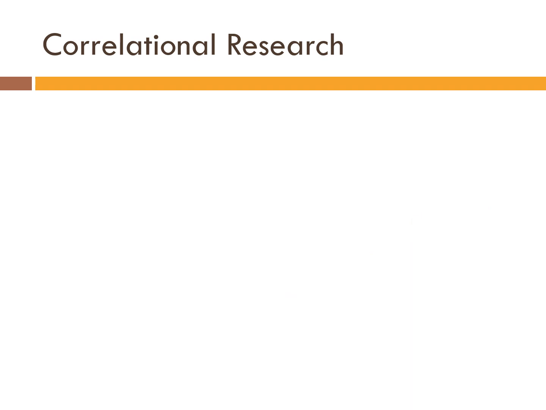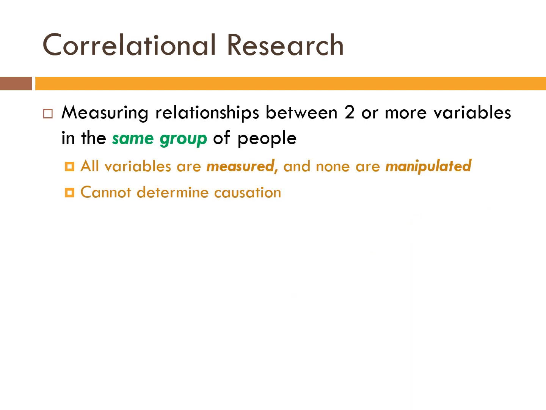So let's start by describing what we mean by correlational research. And that is when we measure relationships between 2 or more variables that are within the same group of people. So the same individuals are scoring on one variable and the other, and how are those 2 scores related to each other? These variables are measured, but they are not manipulated. We are not affecting them. We are just seeing the relationship between those 2 variables. And because we are not manipulating anything, it means we can't determine that causation.